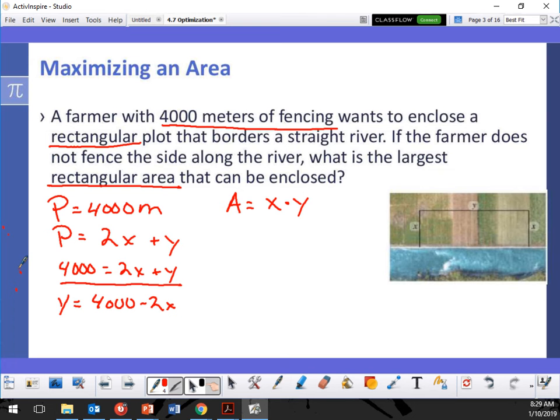I don't want to take the derivative of this with both these variables right here, because I would end up having two different equations. When I do implicit differentiation, I would have a dx, and I would have a dy. So now we're maximizing the area. Area is equal to x quantity, because I'm replacing the y, 4,000 minus 2x.